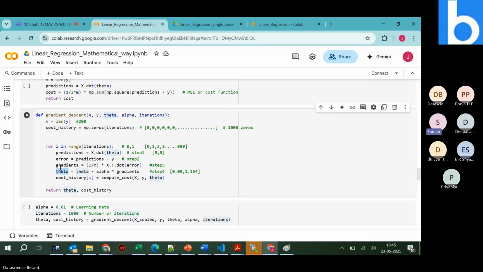Why are we writing x dot theta? When you want to do a dot operation with a vector, if you want to write it in a mathematical, programmatic way, this is the syntax.